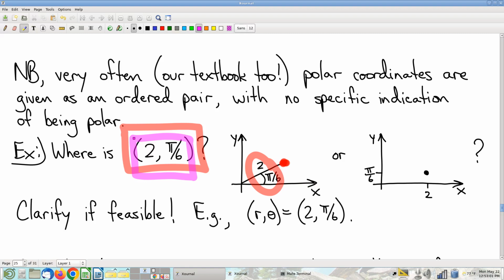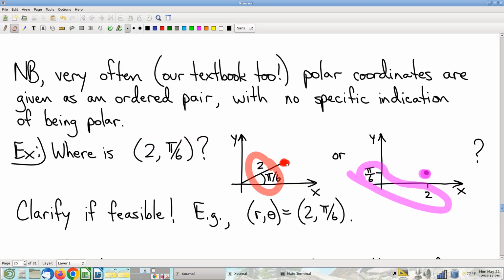It's a perfectly good number, and that could therefore describe a point whose x coordinate is 2 and whose y coordinate is pi over 6. Could be. Of course, these are different points. So, another sort of landmine, heads up, be on the lookout for this. Now, when you're looking at what's written elsewhere, just heads up.